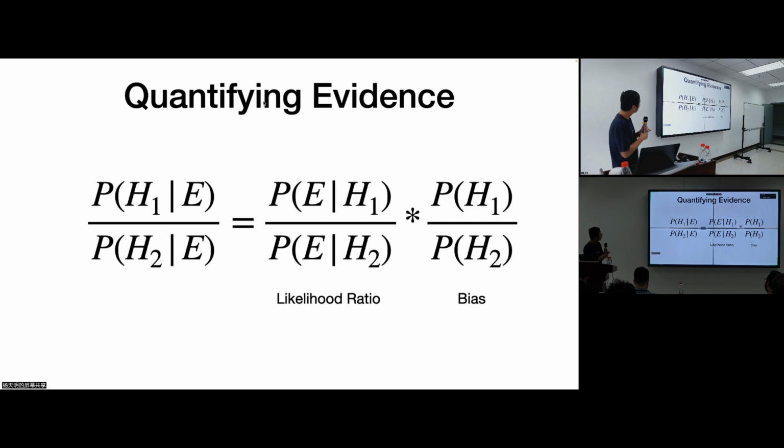Okay. So before I go further, I will put down some names for these terms. This is what we call the likelihood ratio. This is what we call the bias, because it describes our prior knowledge of which hypothesis is true, right? And there's a reason I want to have the right form.